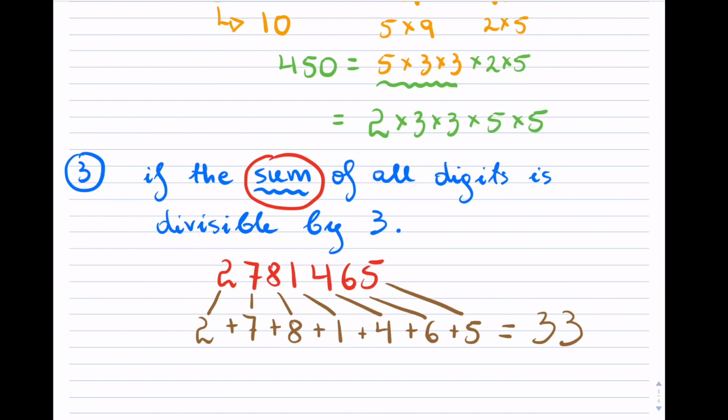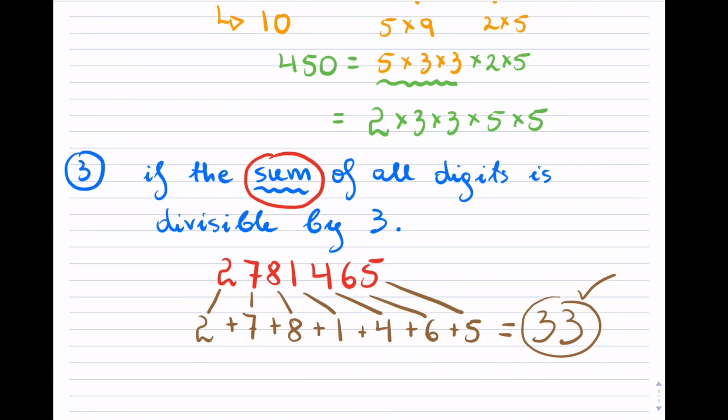Now notice, what this statement says is that instead of checking if 3 goes into this humongous number of 2,781,465, you can just add the digits, and now you have 33. Now 33 is much simpler. Does 3 go into 33? Yes, it does. Which means that 3 is divisible into this giant number over 2 million. That is the divisibility test.